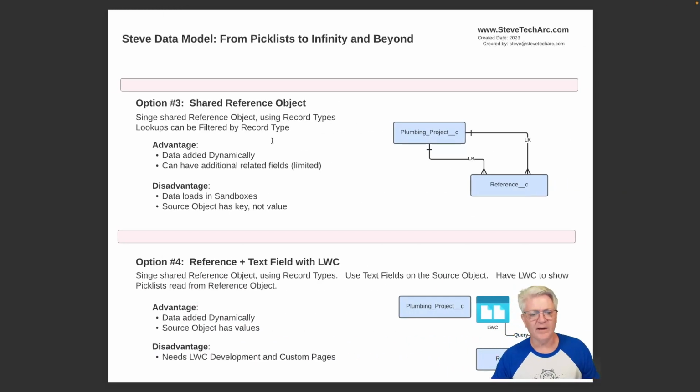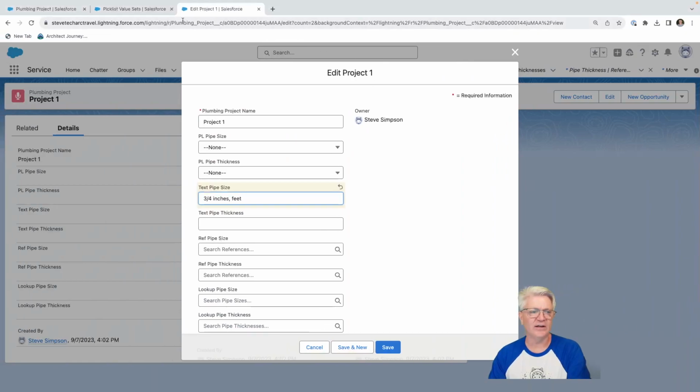Option three is I could have a shared reference object. So this is a single object that can have multiple record types, and I can then do data loads instead of having to do deployments. And the only disadvantage is I'm creating two lookups, and the plumbing object would have lookups to the reference and not the actual values. So let's take a look at this.